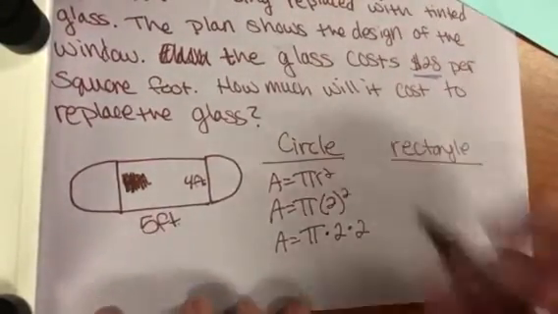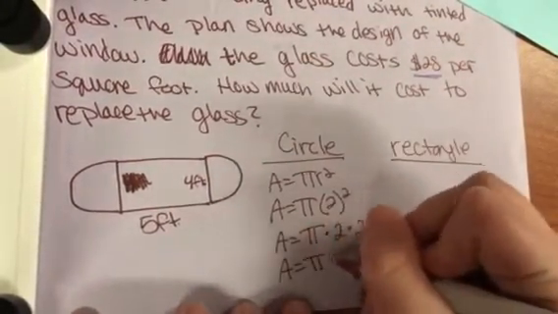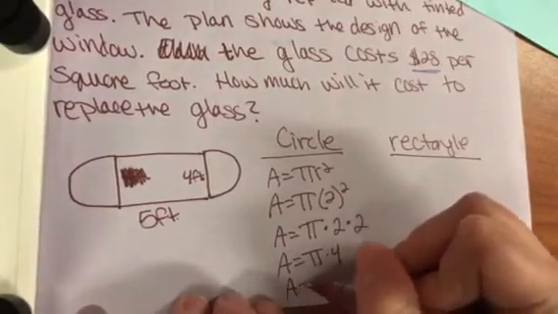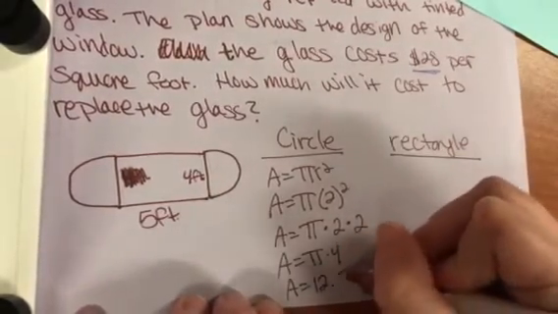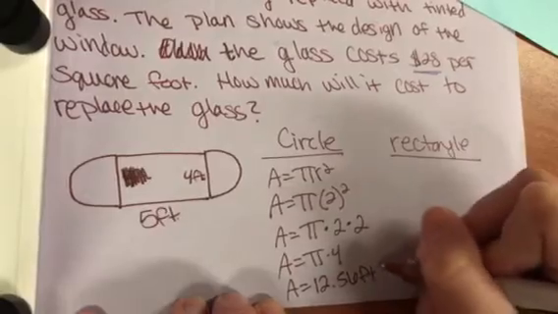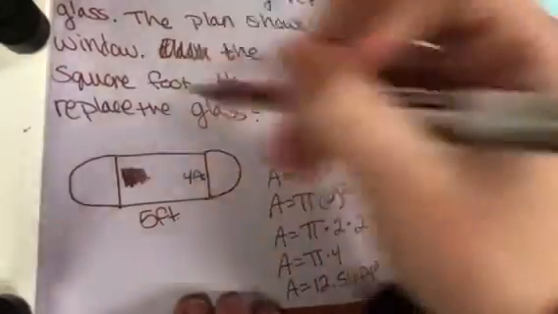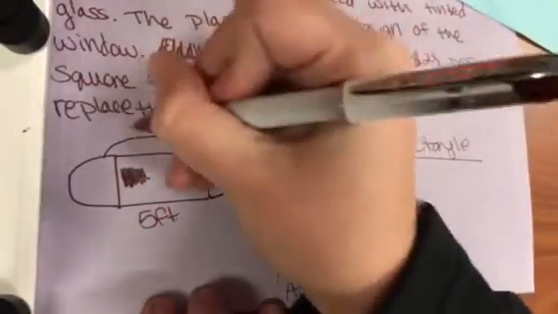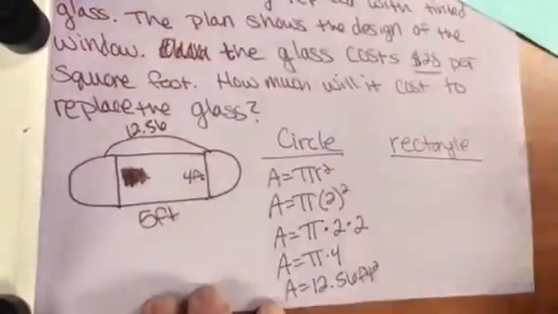So 2 times 2 is 4. So we've got area equals pi times 4, which equals 12.56 feet squared. So that's how much the 2 half circles are. The circle is 12.56.